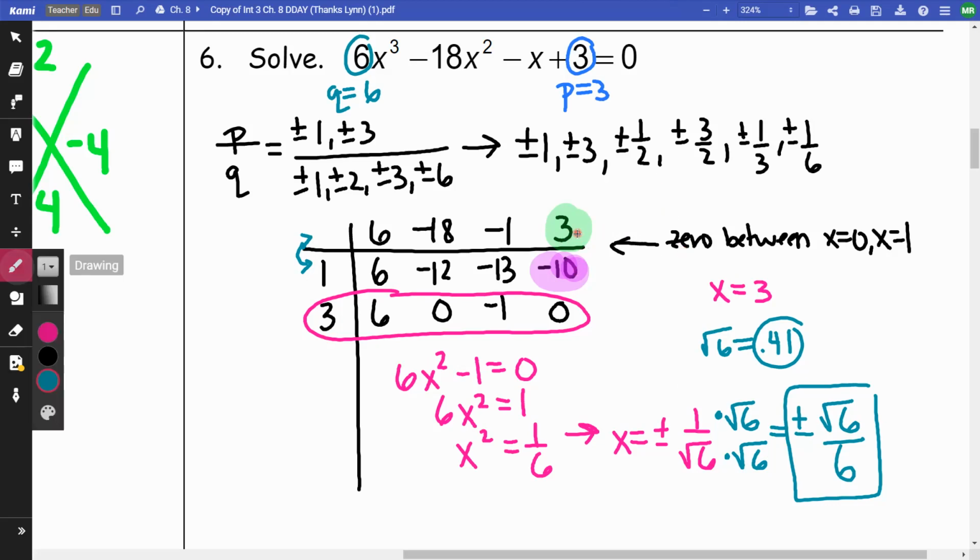So one more time, I have x equal 3 as a solution, and I have x equal √6 over 6 and negative √6 over 6. Those are my 3 solutions.